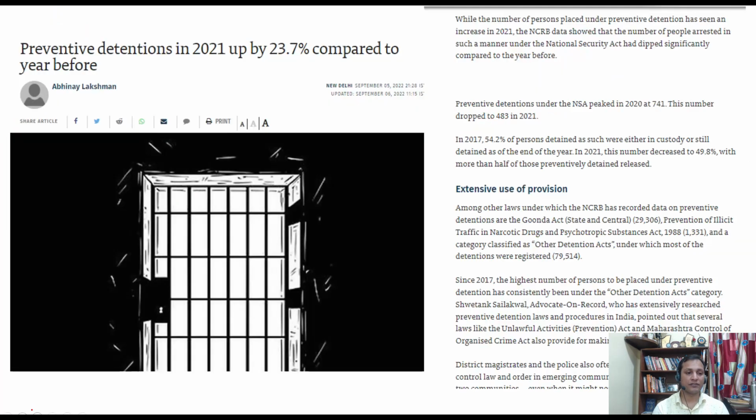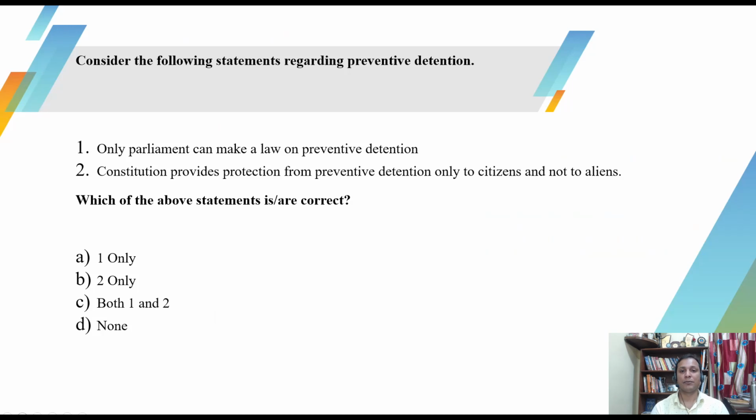The third question, sorry, the fourth question which I have prepared is on the news item on preventive detention. Guys, recently the NCRB has published the data, and according to NCRB data, preventive detentions in 2021 were up by 23.7%. So let us see the question on preventive detention. Guys, preventive detention topic you must have already read from the Lakshmikant. Okay, so let us read the question.